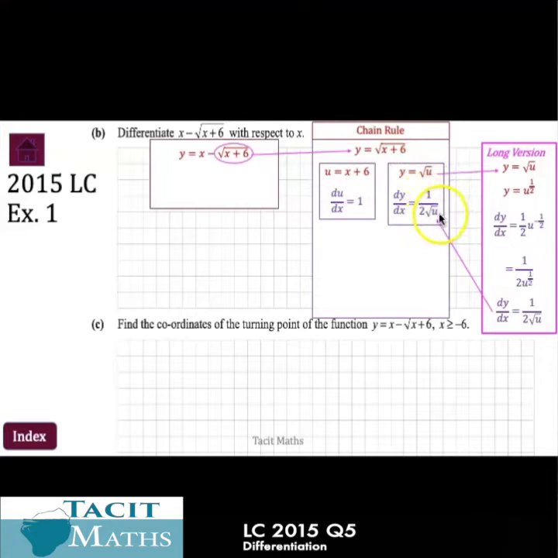So from the chain rule, the chain rule says that if I want to differentiate this, I simply multiply the two derivatives. So we multiply 1 by 1 over 2 root u, which is fine, but then we sub back in your u, which is x plus 6, and that's the derivative of that bit. So the entire derivative of this is going to be 1 minus this here.